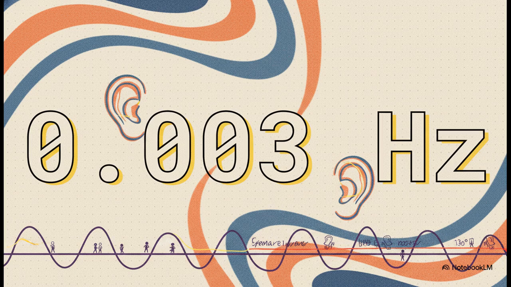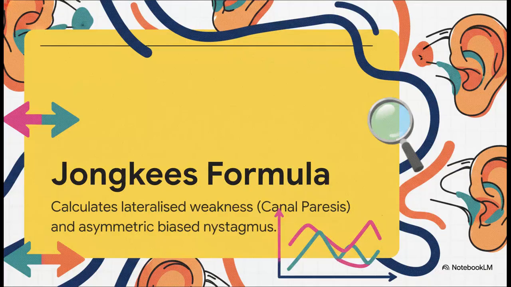Now, to put that into perspective, 0.003 Hz is incredibly slow. We're talking way slower than your normal, everyday head movements. It's this highly isolated, hyperspecific test of the lateral canal's absolute low-end capacity. So, how do we make sense of this?